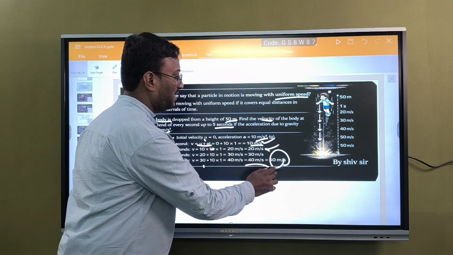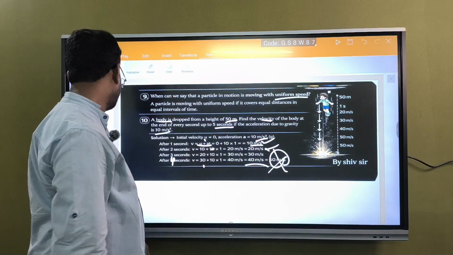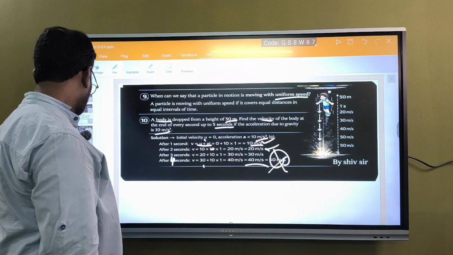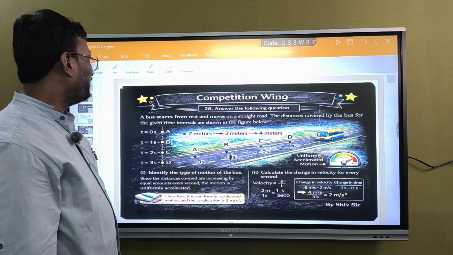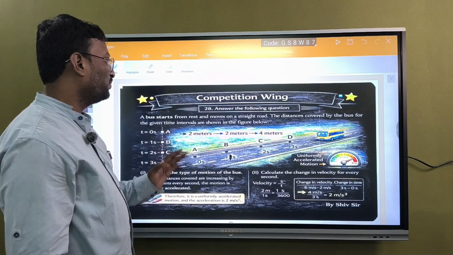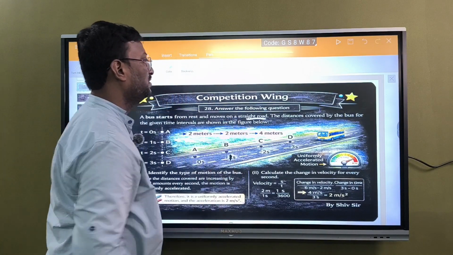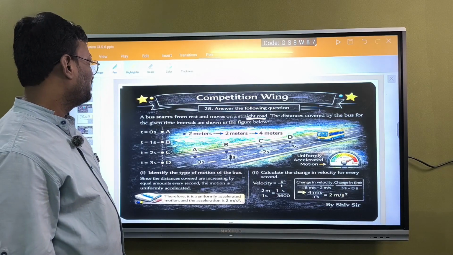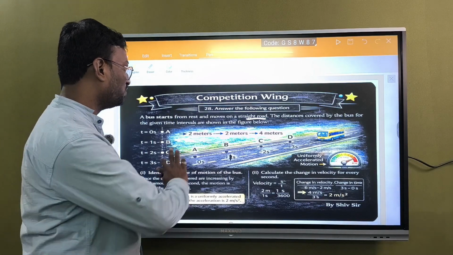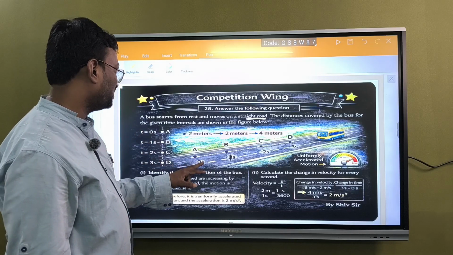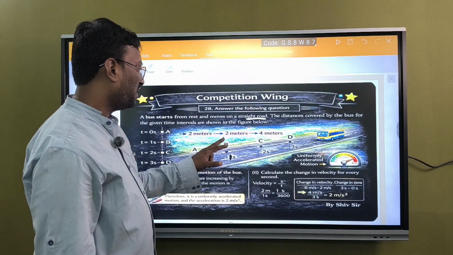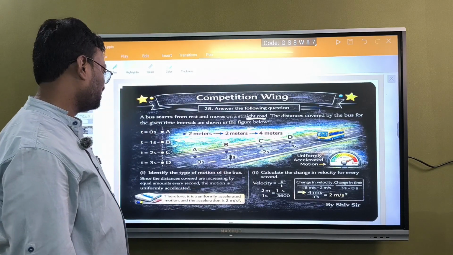Likewise we can calculate the problem. Next one, see here, a bus starts from rest and moves on a straight road. The distance covered by the bus in the given time interval is shown in the figure. So at time t equal to 0, the bus is at the position A. After 1 second at B. After 2 seconds it is at C.